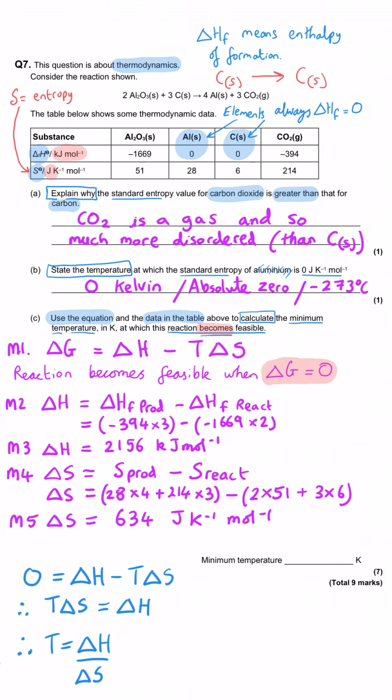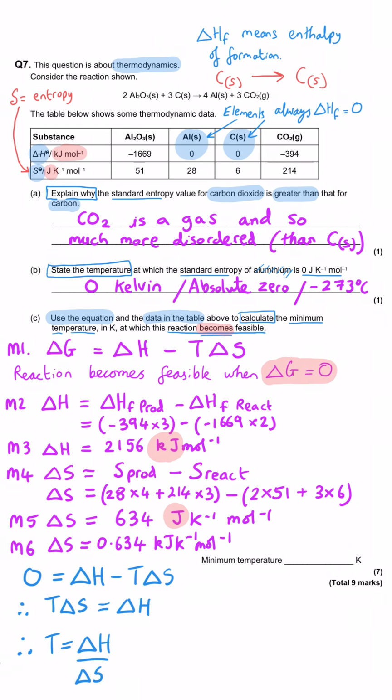Now we've got these two numbers, the temptation would be to put these numbers straight into the delta G expression, but we must do one extra thing before doing that, because enthalpy is in kilojoules per mole and entropy is in joules per Kelvin per mole. So we need to divide our entropy change by 1000 to get them both into kilojoules. And so 634 divided by 1000 is 0.634 kilojoules per Kelvin per mole.